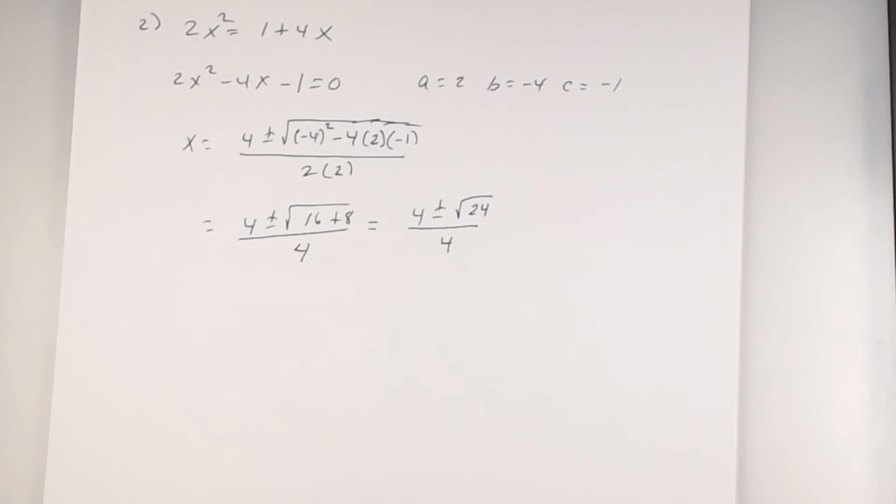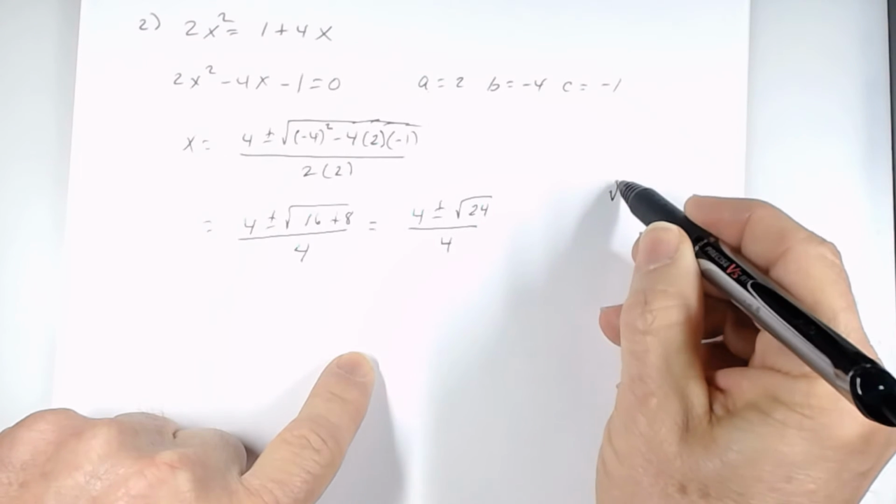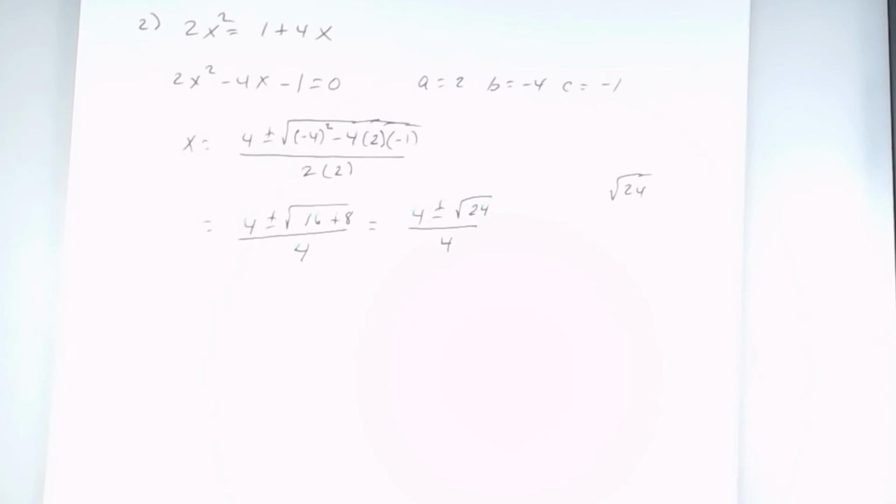Irrational. It's irrational. How do you know it's irrational? Because it's not a whole number. Not a perfect square. Okay, good. Because 24 is not a perfect square. So since 24 is not a perfect square, you're going to end up with a square root in your answer. Good job with that. Okay, so let's go off to the side and figure out what the square root of 24 is.